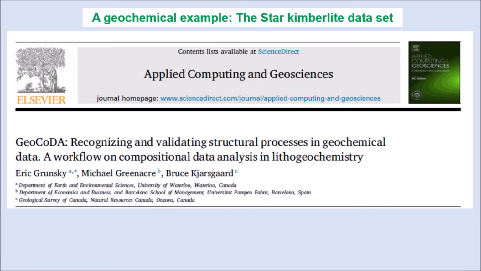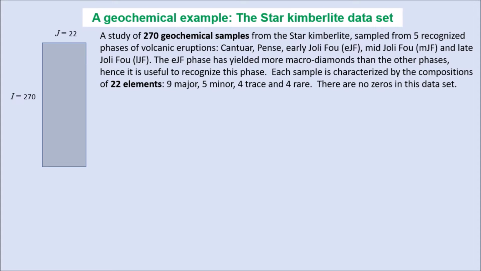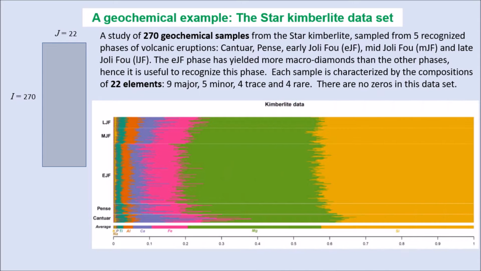Okay, the first dataset, the geochemical dataset, has been fully analyzed in this open access article by two geochemists, Eric Grunsky, Bruce Charlesworth, and myself, using a workflow which we call GeoCoDa for geochemical compositional data analysis. Now, this is an attempt to show the raw compositional data for the 270 samples, which come from 5 successive phases of volcanic eruptions. The third phase, early Joli Fou, labeled EJF, has yielded more macro diamonds than the other phases, so it will be useful to try to predict that phase from the compositions.